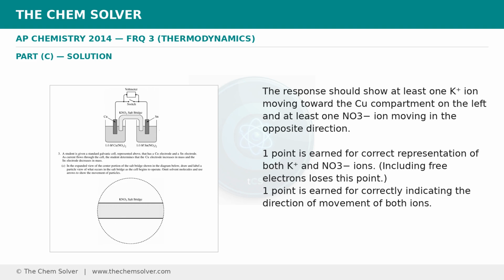The response should show at least one K+ ion moving toward the Cu compartment on the left and at least one NO3- ion moving in the opposite direction. 1 point is earned for correct representation of both K+ and NO3- ions. Including free electrons loses this point. 1 point is earned for correctly indicating the direction of movement of both ions.